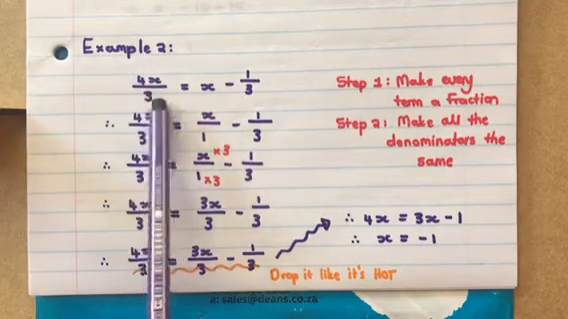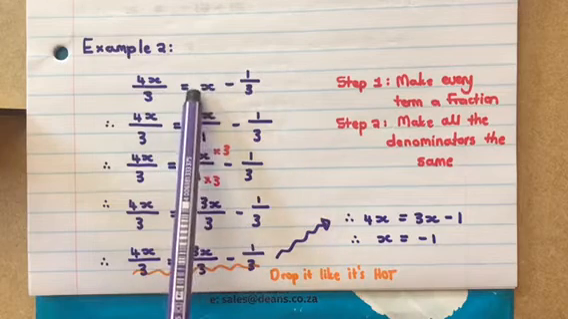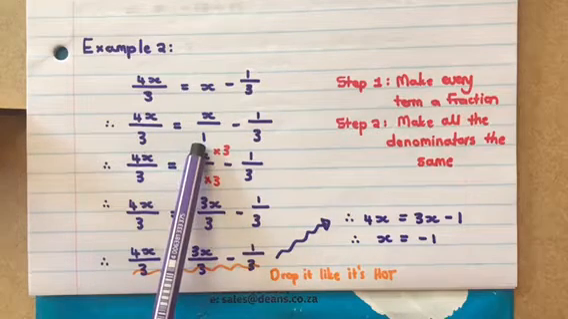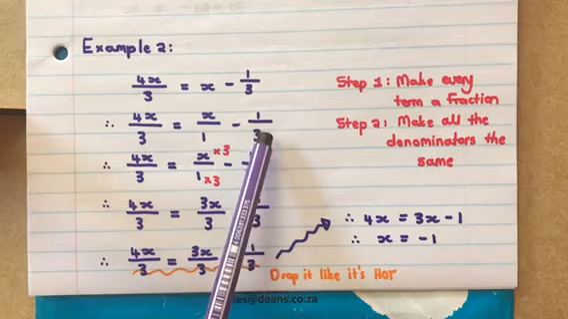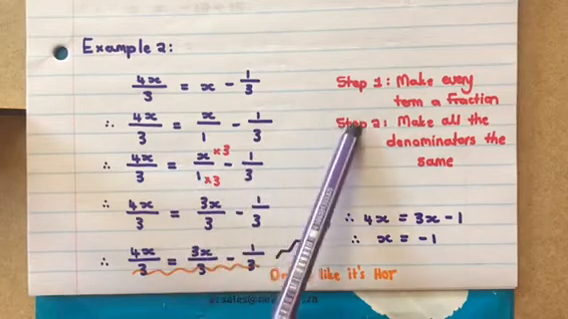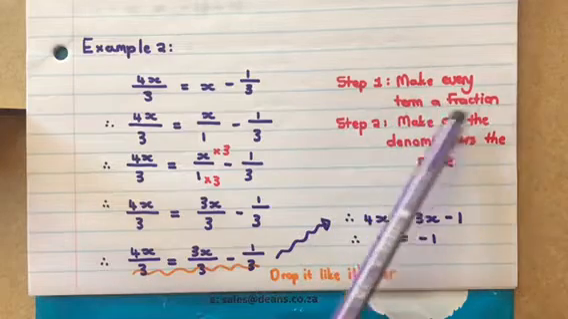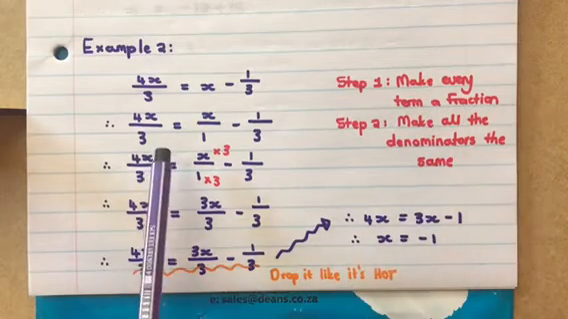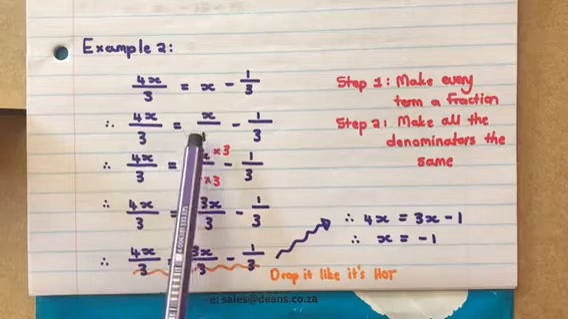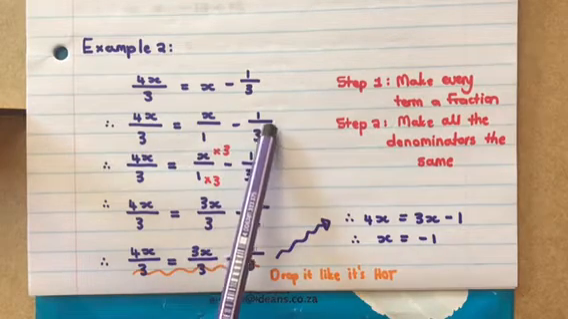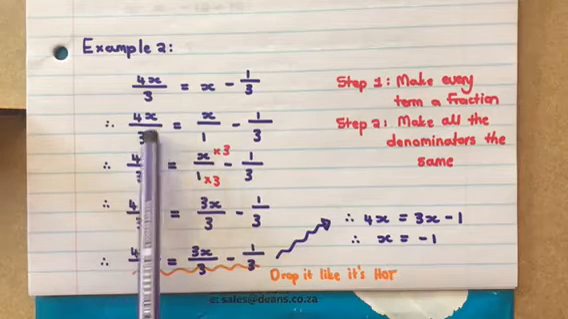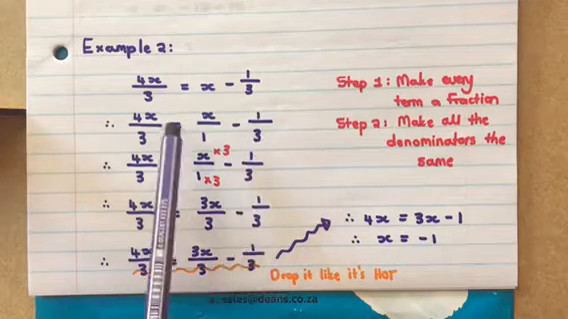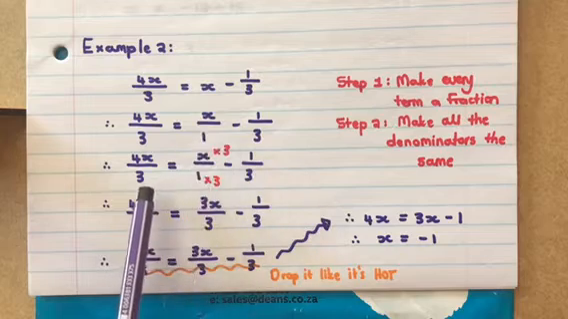So that one is already a fraction. The x, how do I make an x a fraction? By putting it over 1. And then that one is already also a fraction. Step 2: now they say make all the denominators the same. So if you look here, there's a 3, there's a 1, and there's a 3. What is the LCD, the lowest common denominator for all three of those terms? Hopefully you could see that that was a 3.